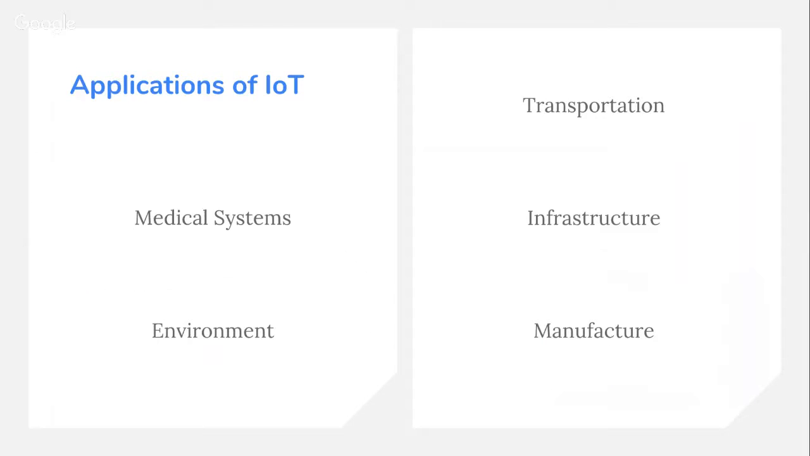Now, I want to talk a little bit about the applications of the Internet of Things in, for example, medical systems, in the environment, in transportation and infrastructure. Also, in factories and manufacturing, and the sectors.